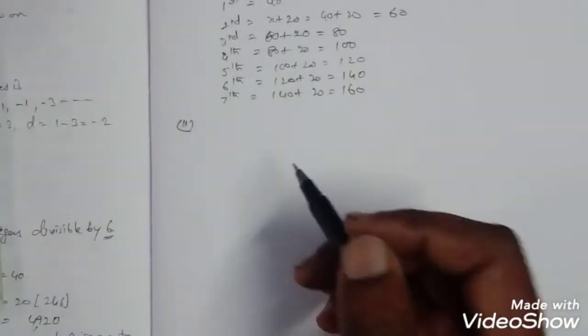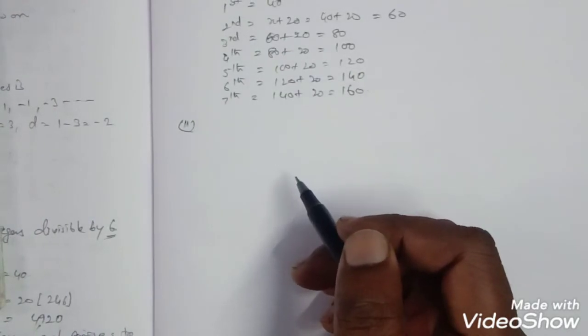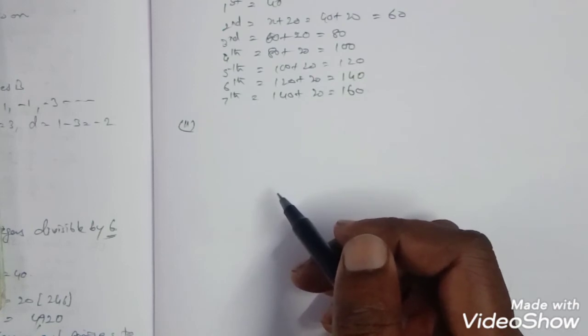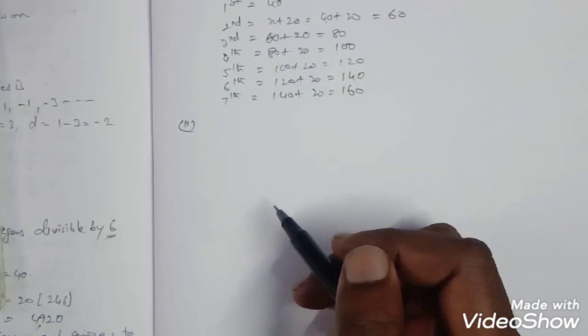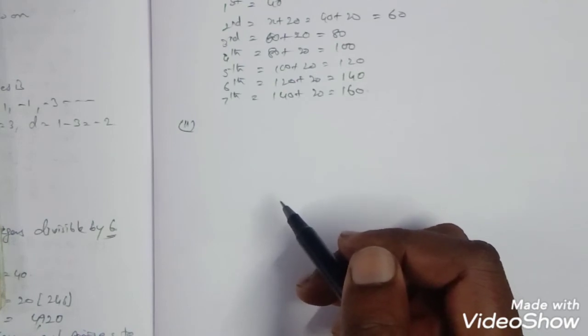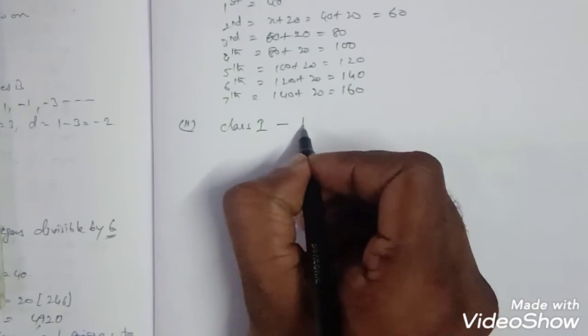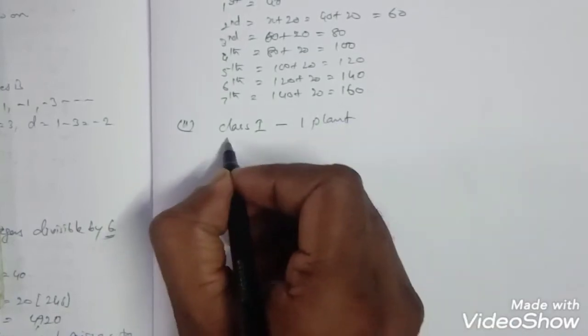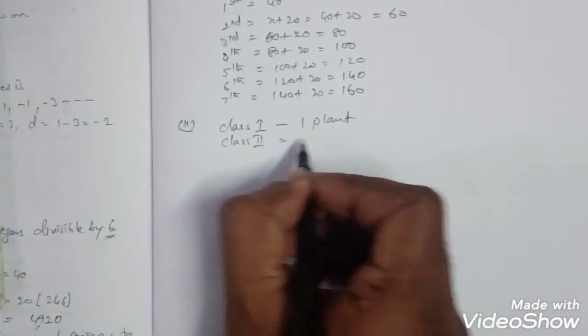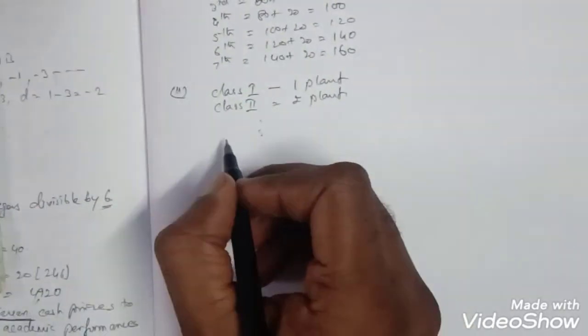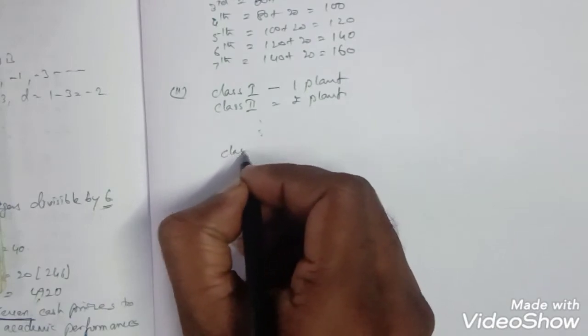Okay, next question is, students of a school decided to plant trees in and around the school to reduce air pollution. It was decided that the number of trees that each section of each class will plant will be the same as the class in which they are studying. For example, if you take class 1, they are planting one plant, right? Next, if you take class 2, they are planting two plants, and so on. So there are total 12 classes, that is class 12.